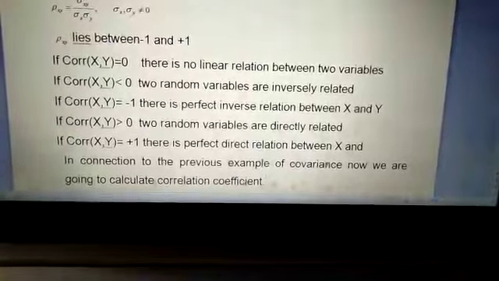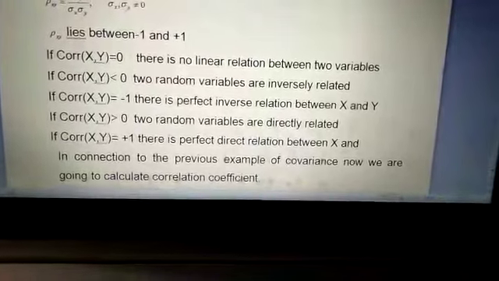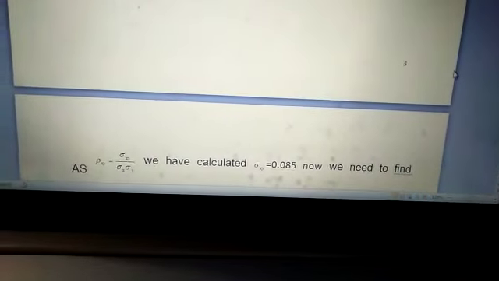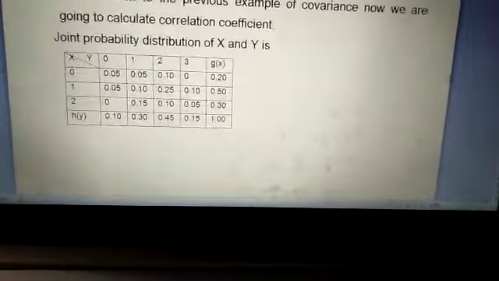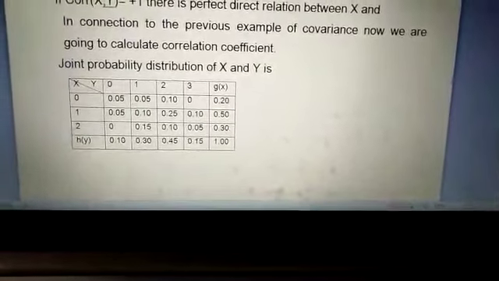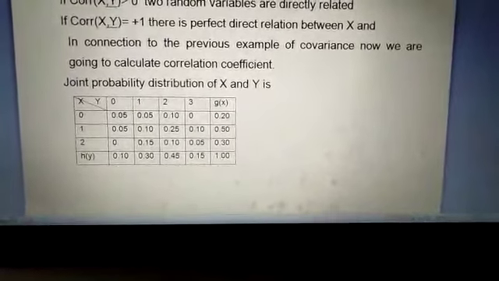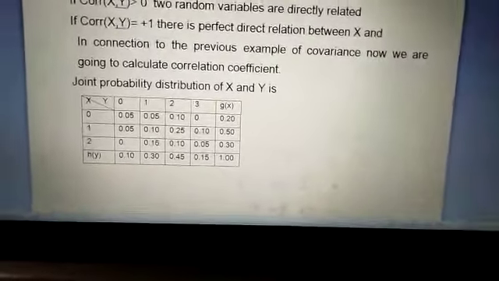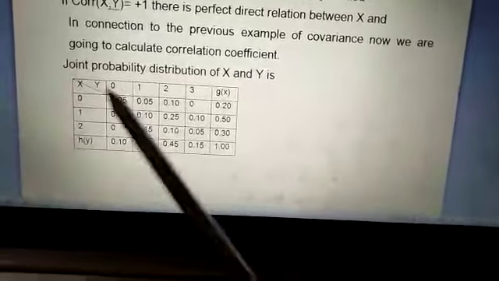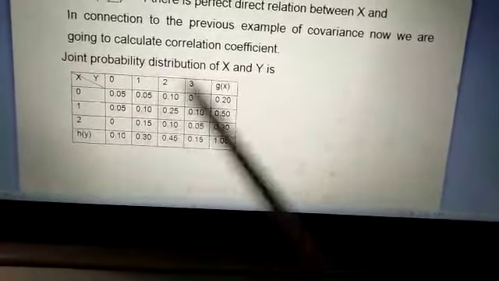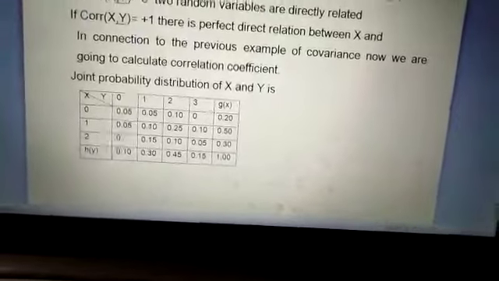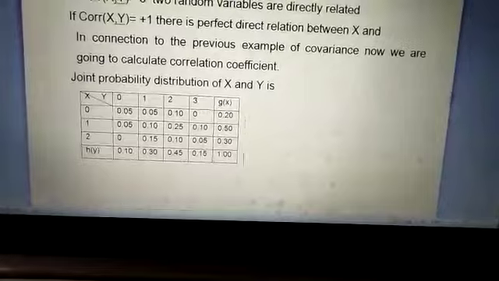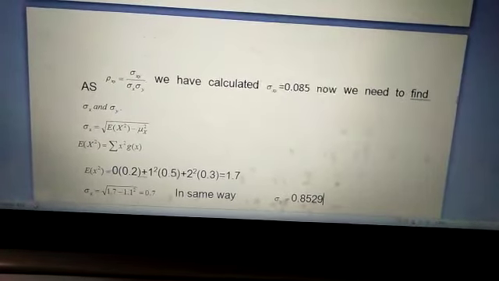Now, in connection to the previous example of covariance, we are going to calculate the correlation coefficient. This is the same joint probability function that we used for the calculation of covariance. Here the values of y are 0, 1, 2, 3, and the values of x are 0, 1 and 2, and these are the joint probabilities, and here we have the marginal probability functions. Using this same joint probability function, we are going to calculate the correlation coefficient.